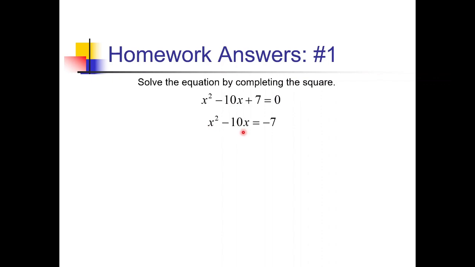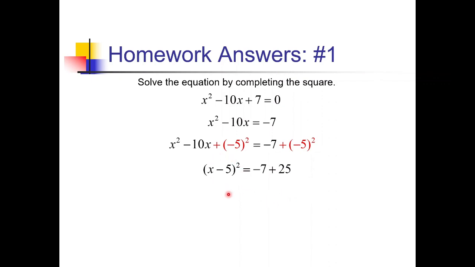So taking half of our b term, so half of negative 10, and squaring it, that's going to be negative 5 squared that I'm going to add to both sides of my equation. That allows me to factor the left side now into x minus 5 squared. And on the right side, I'll just simplify a little bit. We've got negative 7 plus 25. All right, time to square root both sides.